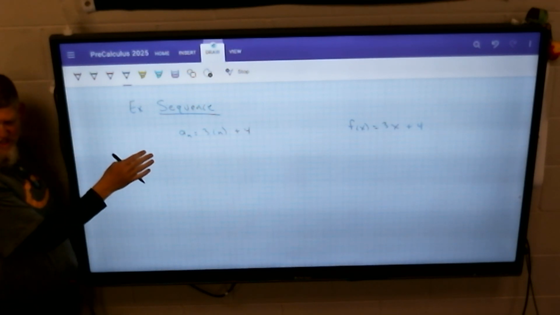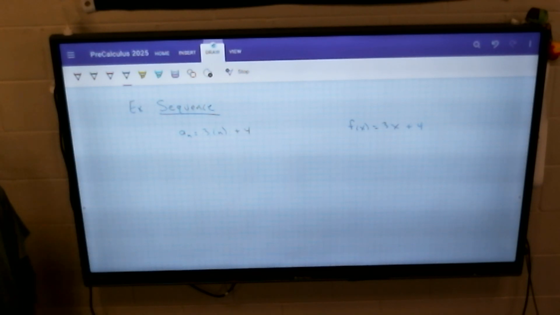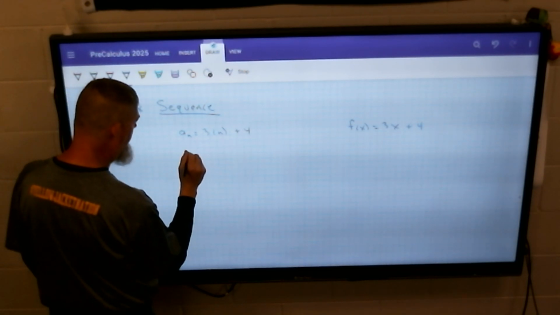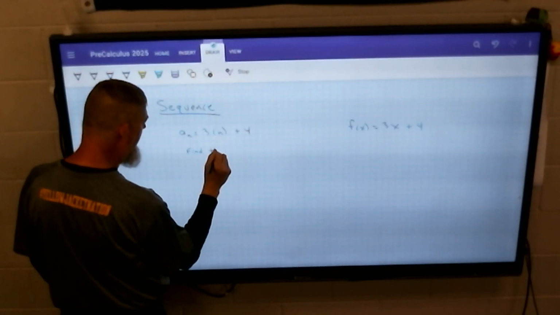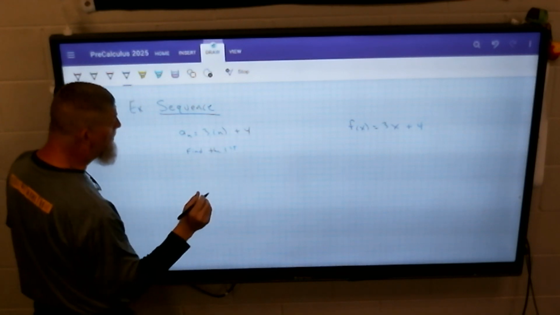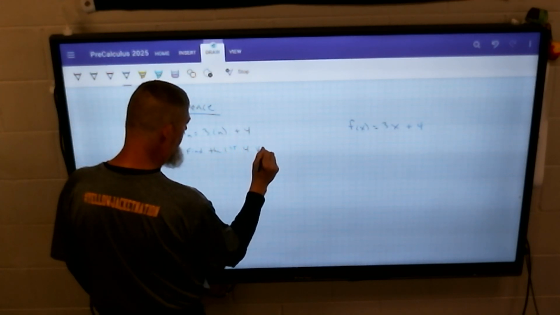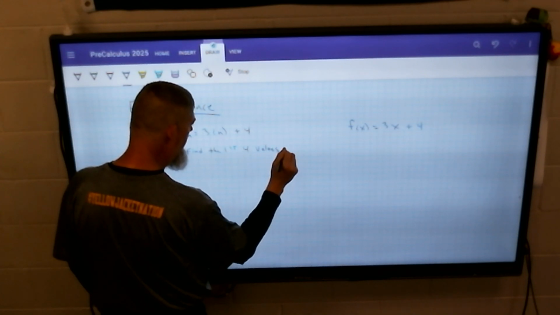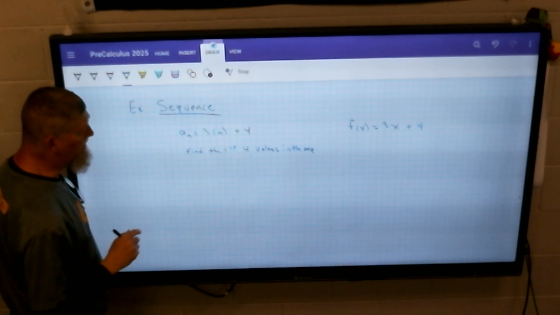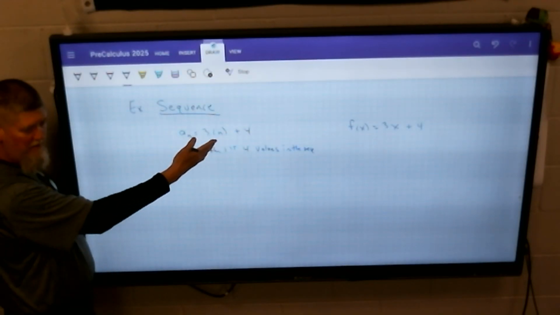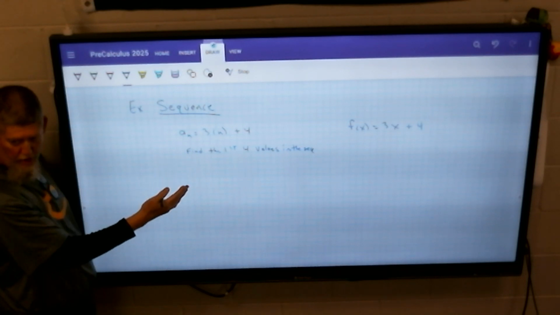All I've done here is I've changed the letters, and there's a reason why I changed the letters. Let's say we want to find the first 4 values in the sequence. So this one is not recursive because I don't need to know a of n minus 1 or a sub n. I just have to know n, what term am I looking for.